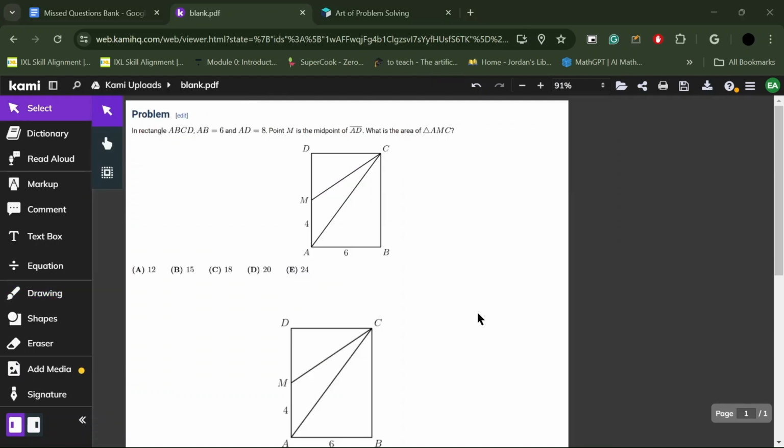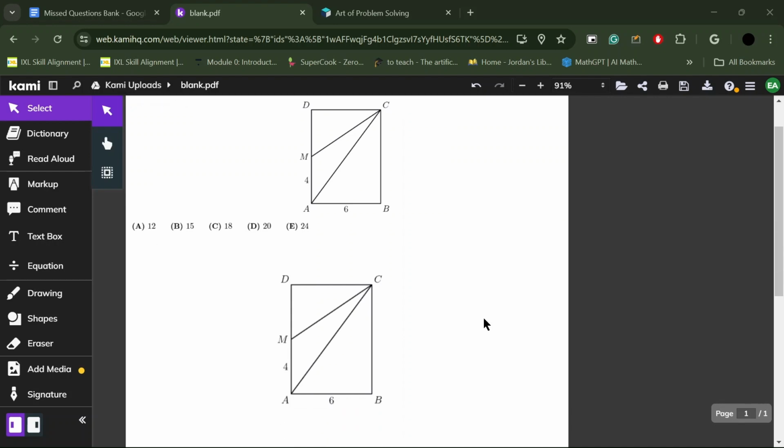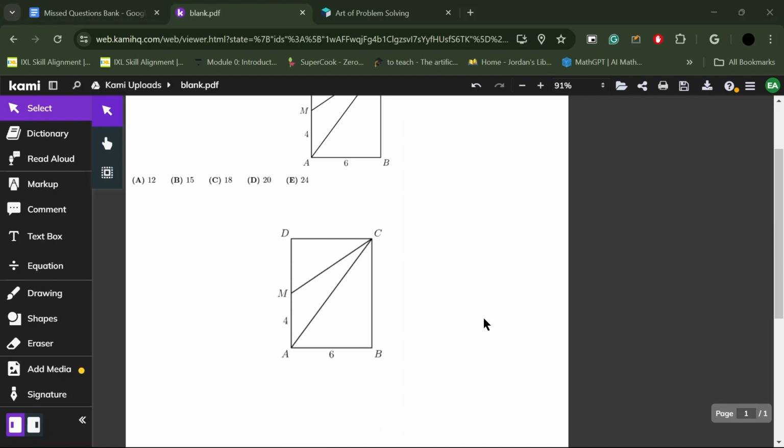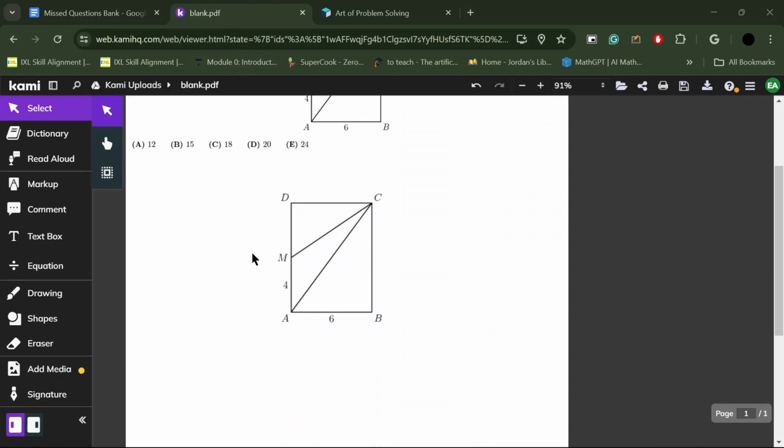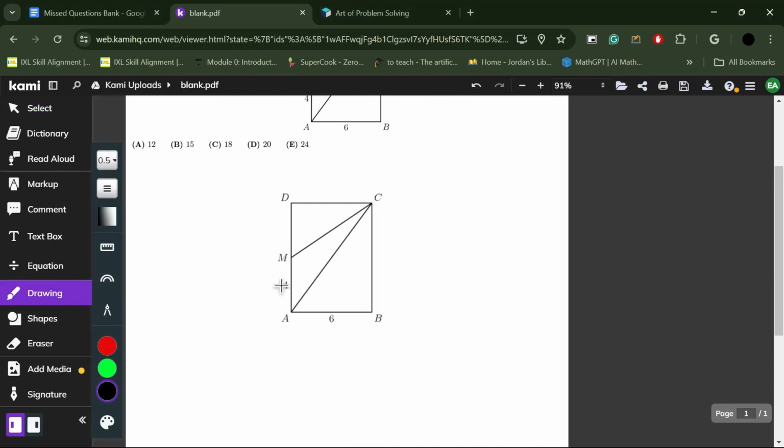Alright, in rectangle ABCD, AB is equal to 6 and AD is equal to 8. Point M is the midpoint of AD. What is the area of AMC? In this video, I'll be showing two ways to solve this problem. So first off, we could do the way you probably think of first.